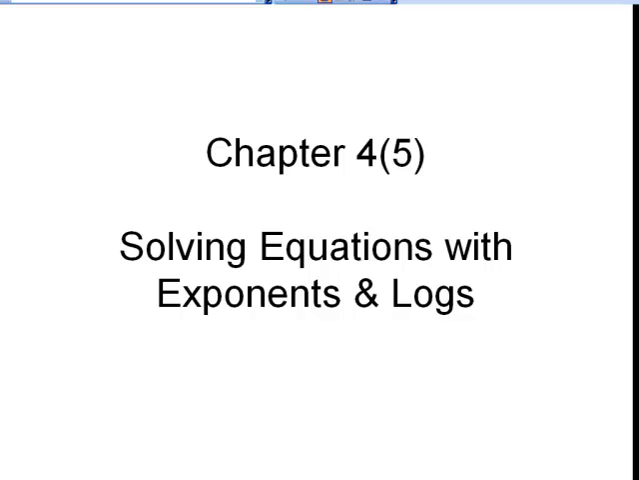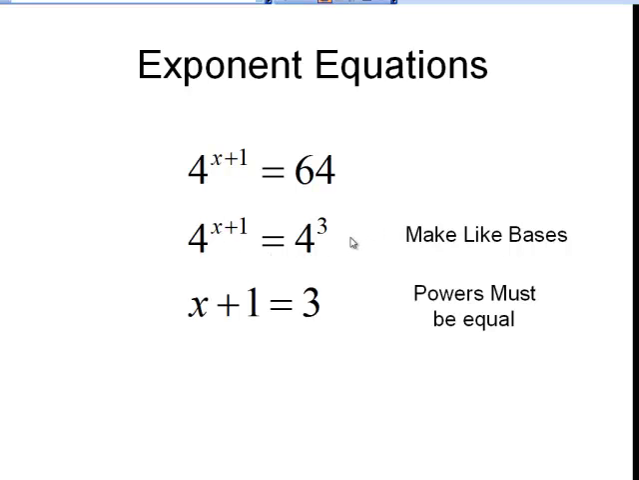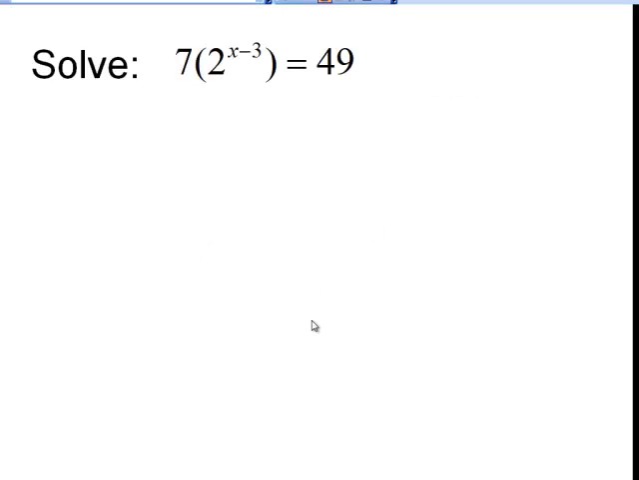Okay, this is going to be over chapter 4, section 5, and then 4.6, which is equations with logs and exponents. Suppose you have 4 to the x plus 1 equals 64. If you can make the bases the same, that's the easiest way to do these. In this case, 4 to the x plus 1 is equal to 4 to the third, so x plus 1 is equal to 3, and x is equal to 2.